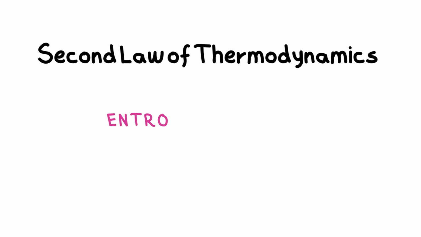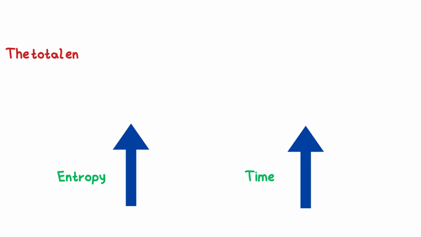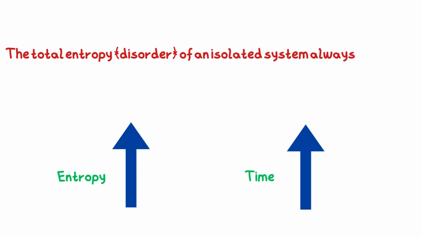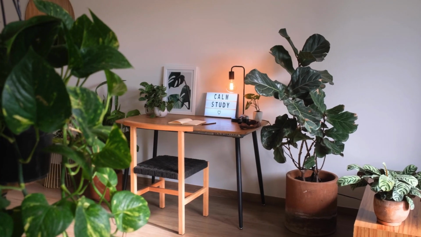The first statement is the entropy statement. Before moving on, let's learn what entropy means. Entropy simply means disorder. The higher the disorder, the more the entropy value. The lower the disorder, the less the entropy value. So, the entropy statement says that the total entropy, or the disorder, of an isolated system always increases over time for natural processes. Let's look at an example.